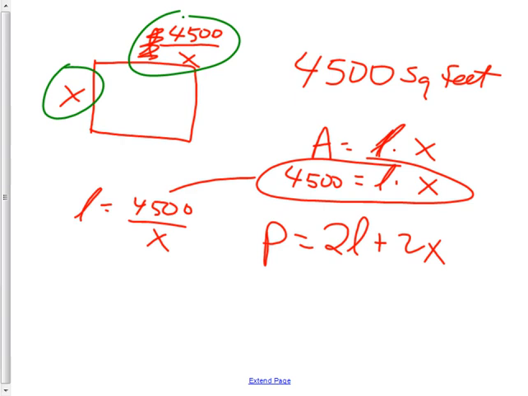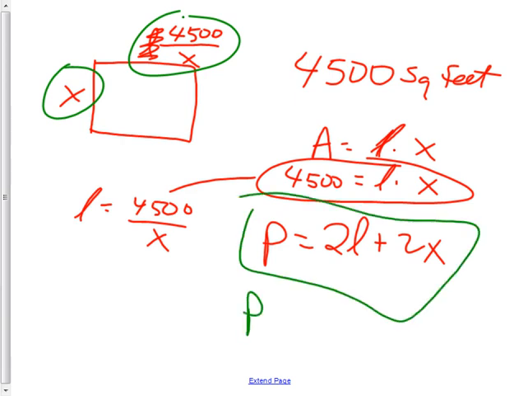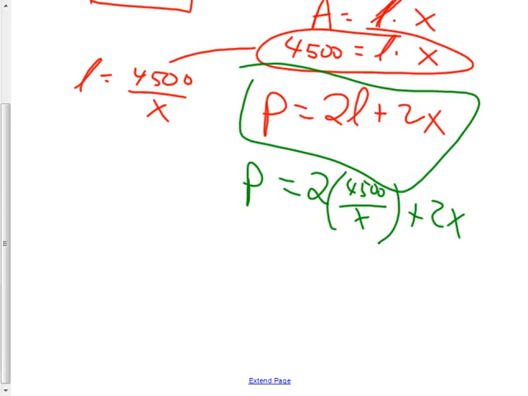What if it's like 50 bucks a foot to put up this fence? And if I can find a way to make it cheaper by 3 feet, that's going to save me 150 bucks. All right, so I want to minimize this. Well, now I just stick in what I know. I don't know my perimeter. But I do know my length. 2 times the 4,500 over x. And 2 times the x is 2x. Do I now have my perimeter in terms of x?